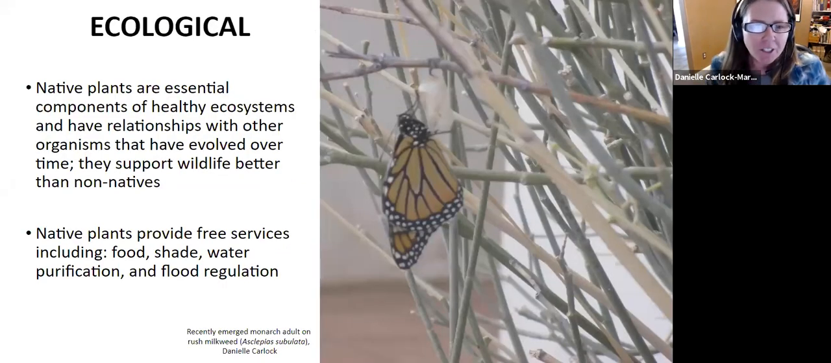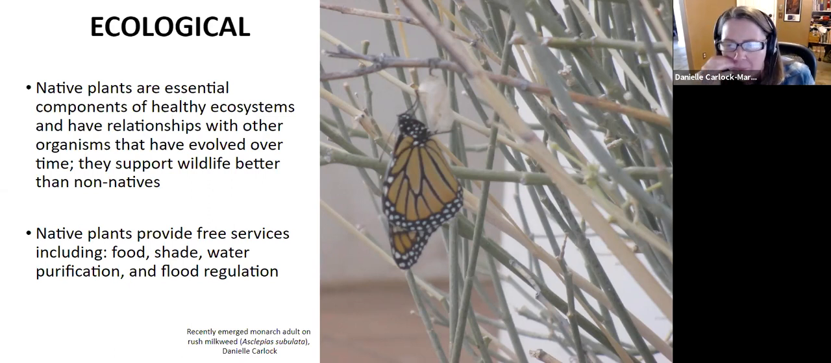So ecological, I touched on that a bit already. This idea that native plants are really essential to a healthy ecosystem. You can't take them out and expect the ecosystem to continue to thrive. And this is the idea that there are interconnections, there are food webs and food chains, and native plants are part of these systems that evolved over time. And there's a lot of research that shows that native plants are going to support wildlife much better than non-natives.